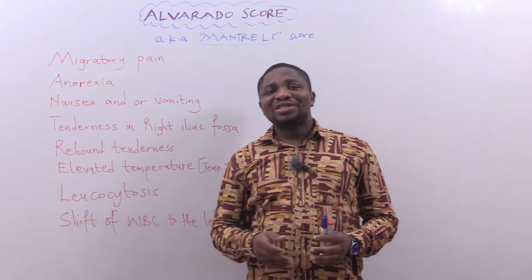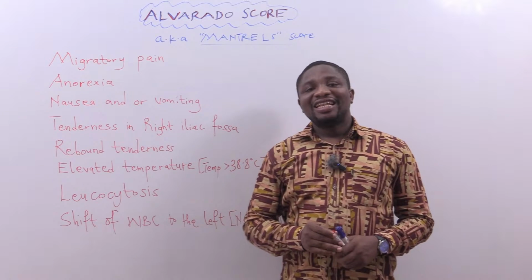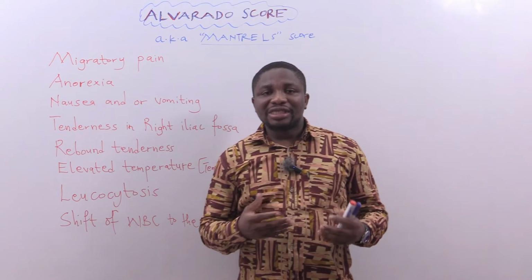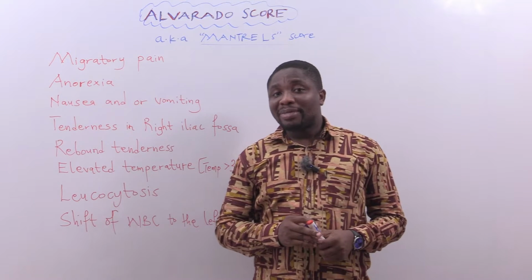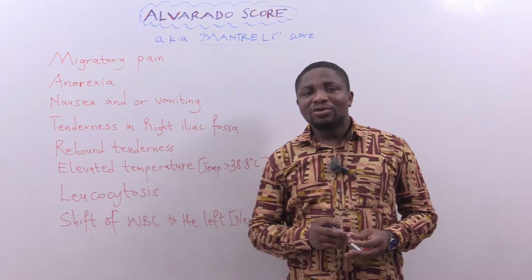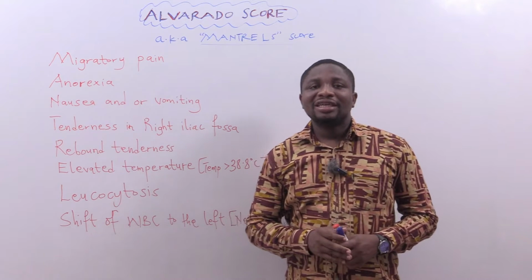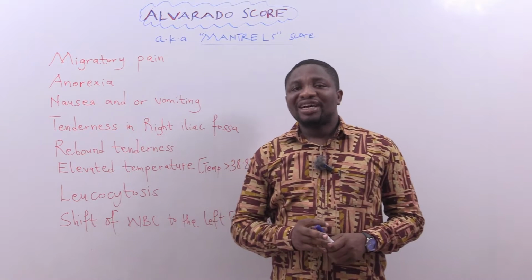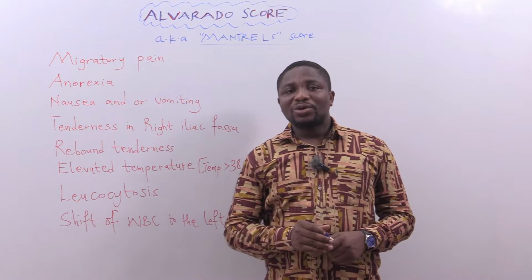The Alvarado score is also known as the Mantrels score. Why? Because the components of the Alvarado score have been put into an acronym known as the Mantrels. So to easily remember the components of the Alvarado score, we say Mantrels. Because of that, the Alvarado score is also referred to as the Mantrels score. But standardly, it is the Alvarado score.